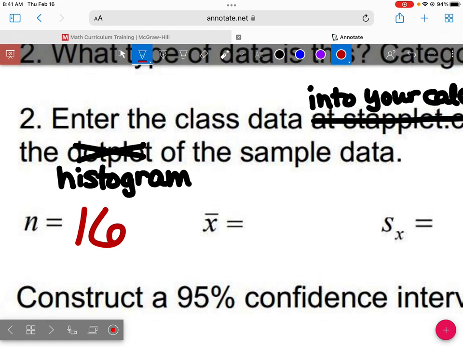All right, so let's enter that data into here. Remember to hit enter after each piece. So 12, 7, 10, 12, 13, 13, 18, 15, 15, 16, 15, 15, 10, 18, 18, and 19.